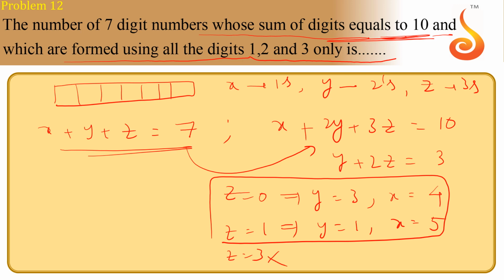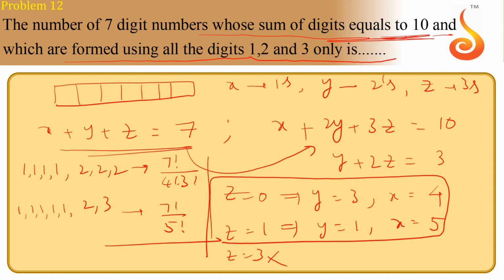So these are the only two possibilities we have. Then what does it mean? The chances are, I have 1 comma 1 comma 1 comma 1, because x is 4, and 2 comma 2 comma 2. This is one chance. The other chance is 1 comma 1 comma 1 comma 1 comma 1 comma 2 comma 3. So these are the only two chances. Then the number of numbers I can form here is 7 factorial by 4 factorial into 3 factorial, and here 7 factorial by 5 factorial. Add them, you will get the result.